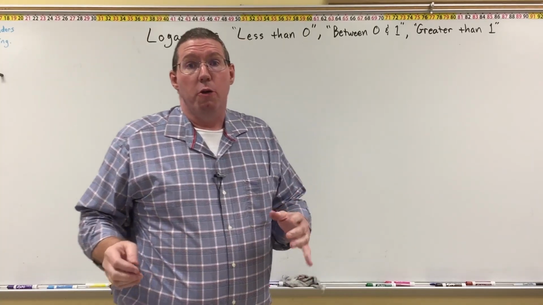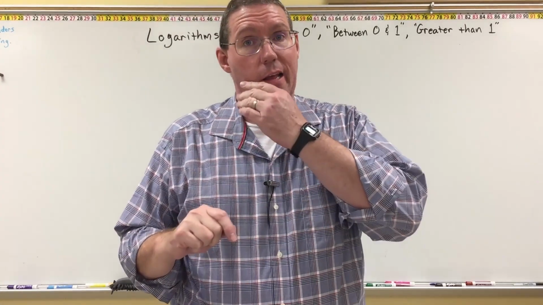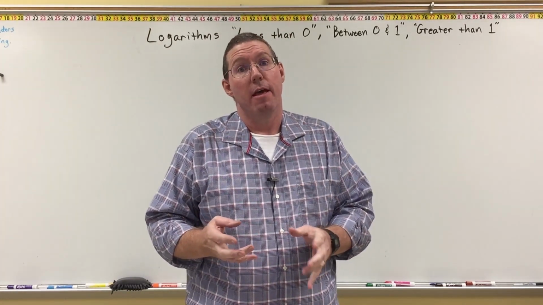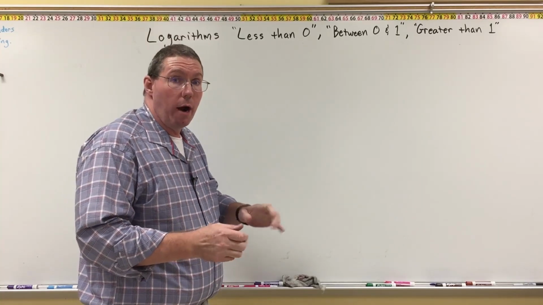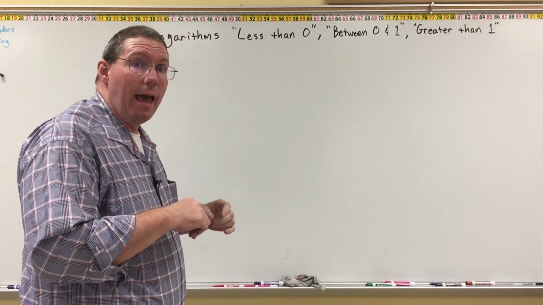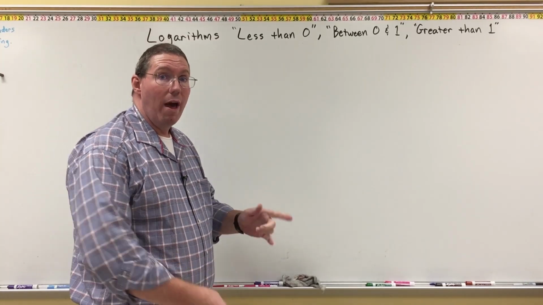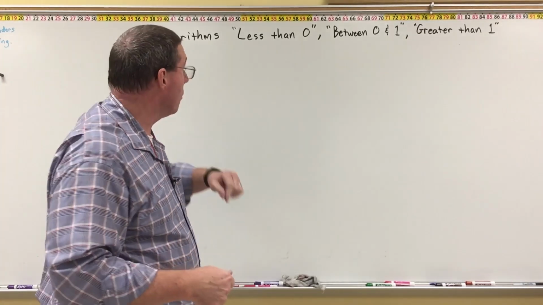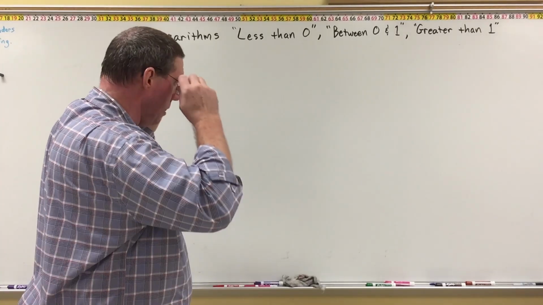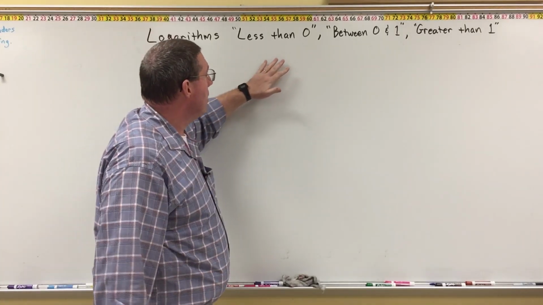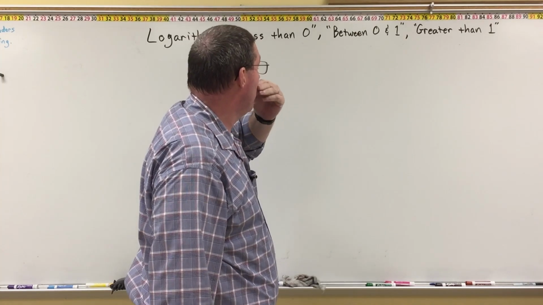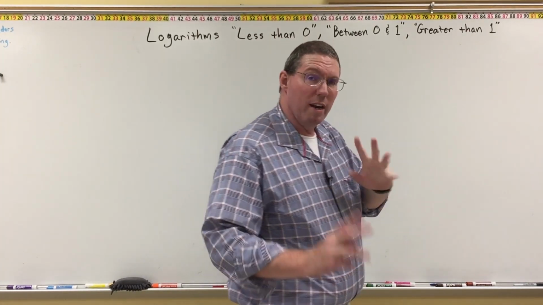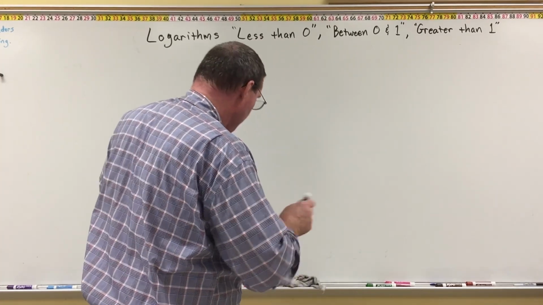Okay, to help you get a better understanding of how logarithms work, there is an exercise that you can do where I give you a logarithm and you tell me whether that logarithm is one of three things. So this is multiple choice basically, okay? You should be able to tell me whether a logarithm is less than 0, between 0 and 1, or greater than 1. Here, let me show you what I mean.